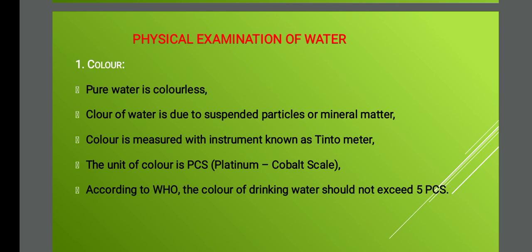So I'll repeat color. So what I mean by color here is, if you take a good water, that is water for drinking purpose is said to be pure water. The water is said to be colorless. Okay, and color of water is mainly due to ரெண்டு விஷயம். Suspended particles or mineral matter. And third one is color is measured with the instrument known as tintometer. And fourth one, the unit for color is measured by a parameter called as PCS, and World Health Organization has recognized that we should not drink water which exceeds 5 PCS. Is it clear? I'll go with the next point, ma.